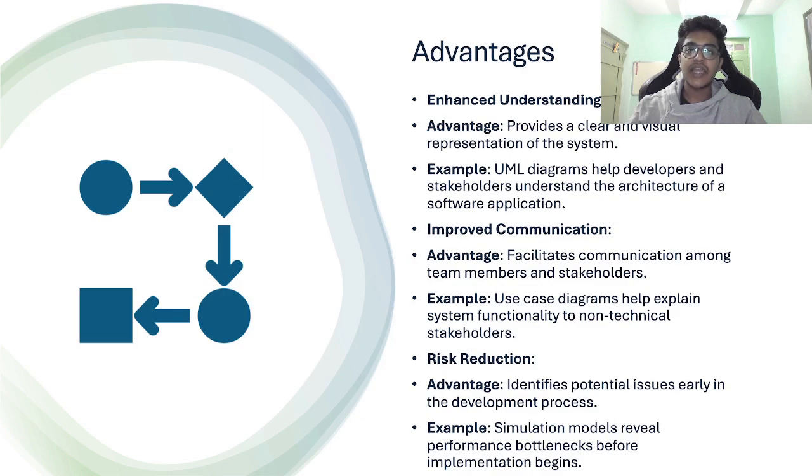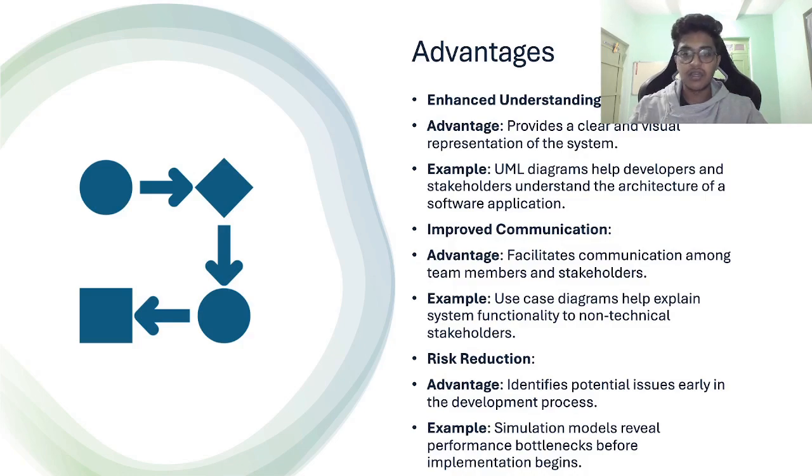So the first one is enhanced understanding. Advantage here is providing a clear and visual representation of the system. Example here is UML diagrams are going to help developers understand the architecture of a software application. Next one is improved communication. Advantage: facilitates communication among team members and stakeholders. Example is use case diagrams help explain system functionality to non-technical stakeholders.